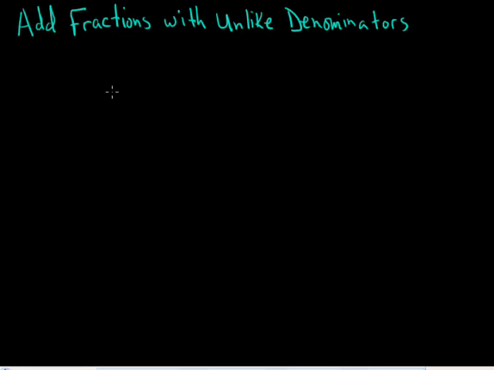Okay, we are going to be talking about how to add fractions with unlike denominators. So let's start with an example. If we were to add a half and 1/4.